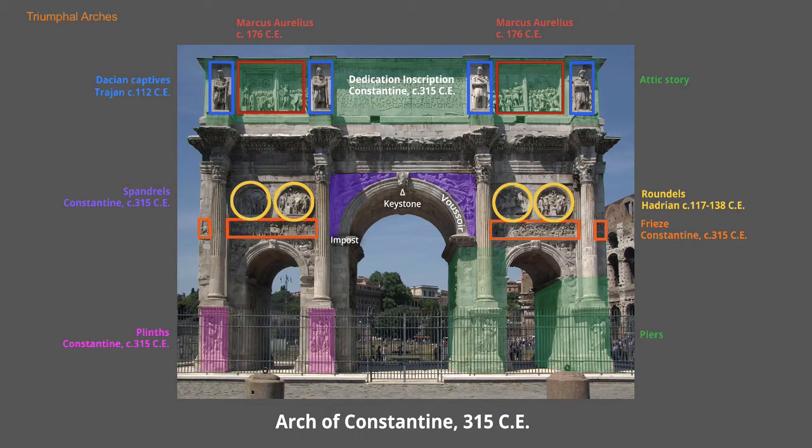So, sort of drilling down on that spolia, or those reused features, we can see, let's start at the top. Right in the middle, we have a dedicated inscription to Constantine. This is new material. Then, in those blue squares, we have Dacian captives that belonged to former architectural features of Trajan's rule.